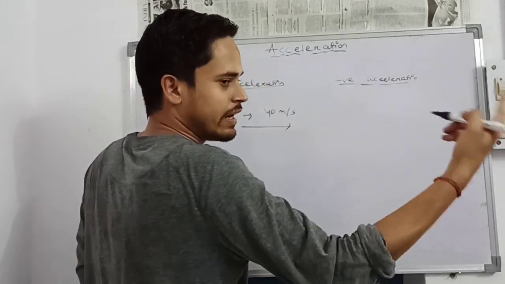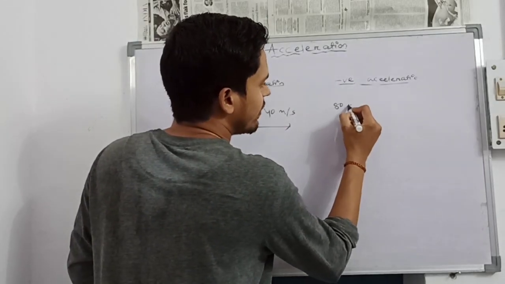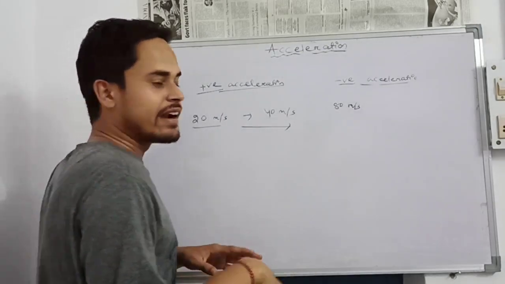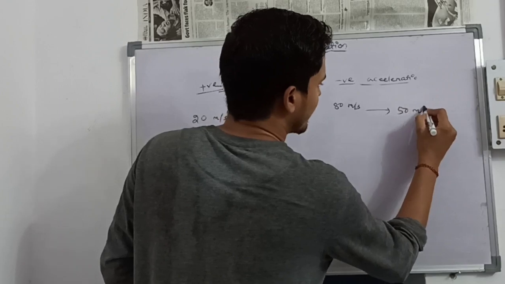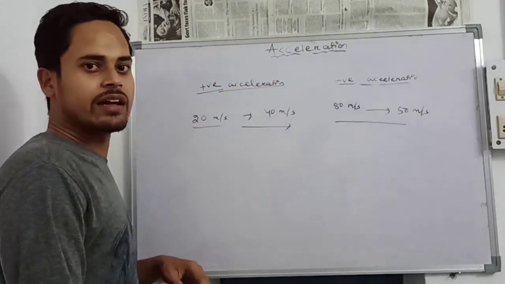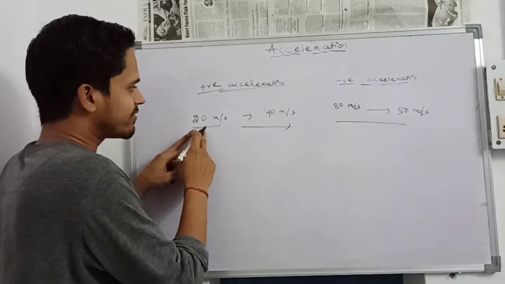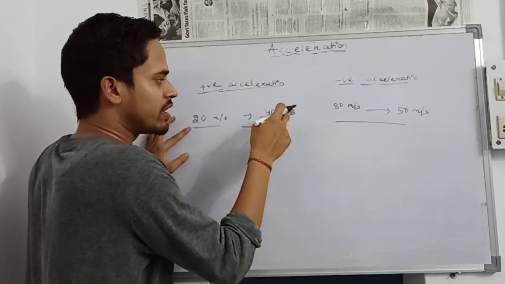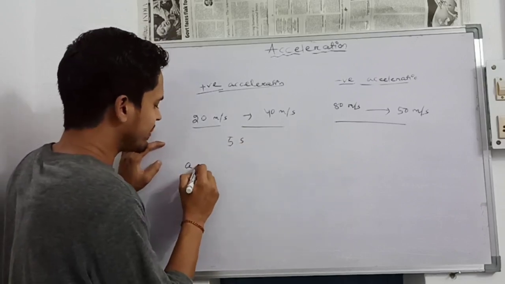If you are going at a velocity of 80 meter per second and it is getting decreased due to applying brake and it comes to 50 meter per second, the velocity is getting changed in a negative way. Okay, it is negative acceleration. So if you take a problem here, that 20 meter per second is getting changed to 40 meter per second in 5 seconds, then what is the acceleration here?